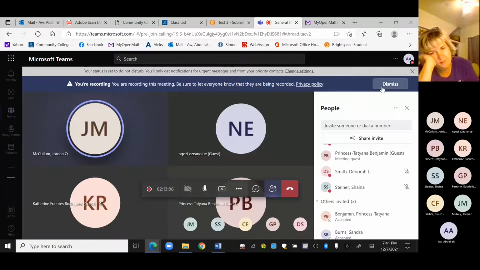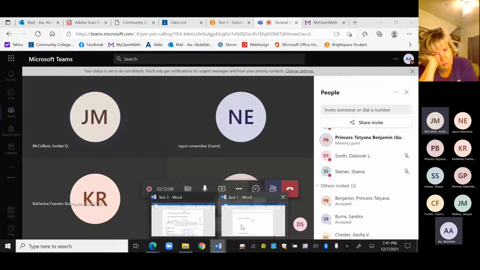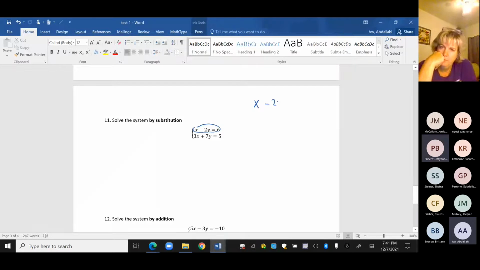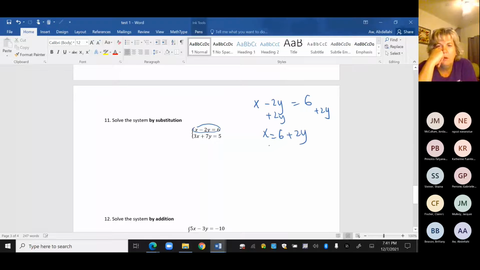Because here I have x by itself, right? Right here, I have x only. I don't have a number in front of x, right? So the substitution might work very well. So I do x minus 2y equals 6. So I add 2y here. So I get x equal what? 6 plus 2y, right? What we are doing now is a substitution method, okay?